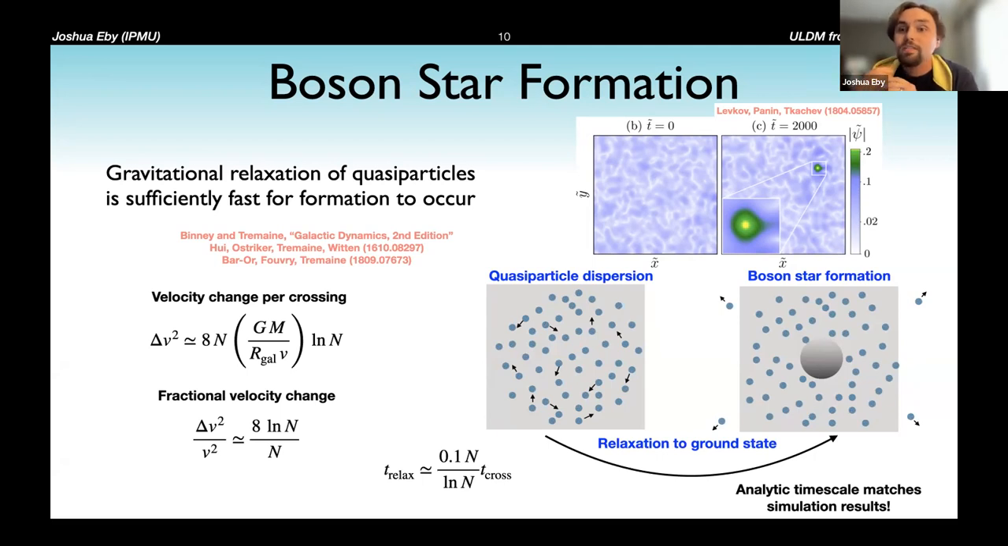So this we also see in simulations like the one that I show at the top of the slide by Levkov, Panin, and Tkachev, who took really generic, just white noise initial conditions for the momenta of the field and just evolved it with time. And they always found somewhere in their box the formation of a boson star after a time roughly equal to T relax. So this backs up the picture that the quasi-particles are the things that are relaxing gravitationally, and that is sufficient for boson star formation. And this time scale can be astrophysically fast.